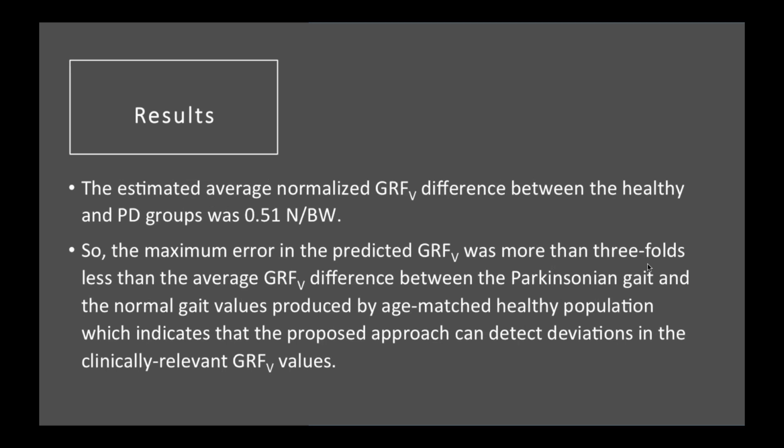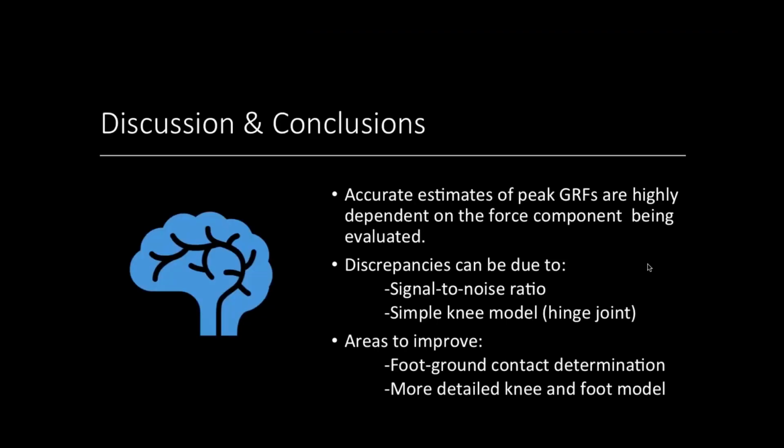The estimated average difference of the normalized vertical ground reaction forces was 0.51 Newton per body weight. So as you can see, the maximum error in our prediction approach was threefold less than the average difference between the two, which gives us an idea that the proposed approach can detect deviations in clinically relevant ground reaction force values.